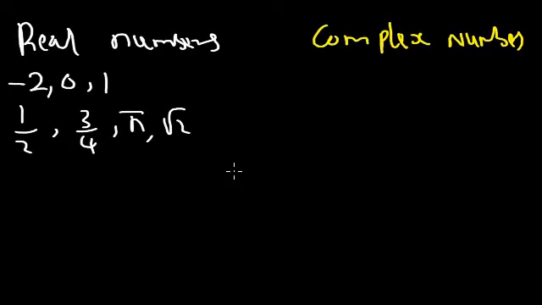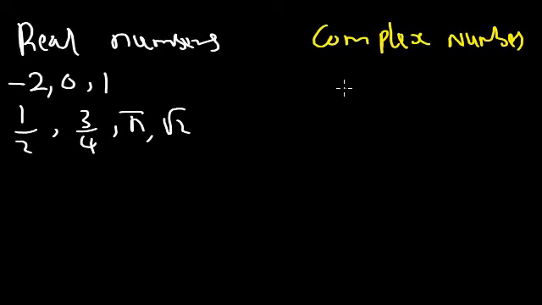However, there are numbers that cannot be represented on a number line. And these numbers are what we call complex numbers. What exactly are complex numbers? Complex numbers are numbers that consist of both real numbers and imaginary numbers. You already know what real numbers are, but what are imaginary numbers? Imaginary numbers are numbers that involve the square root of negative numbers.